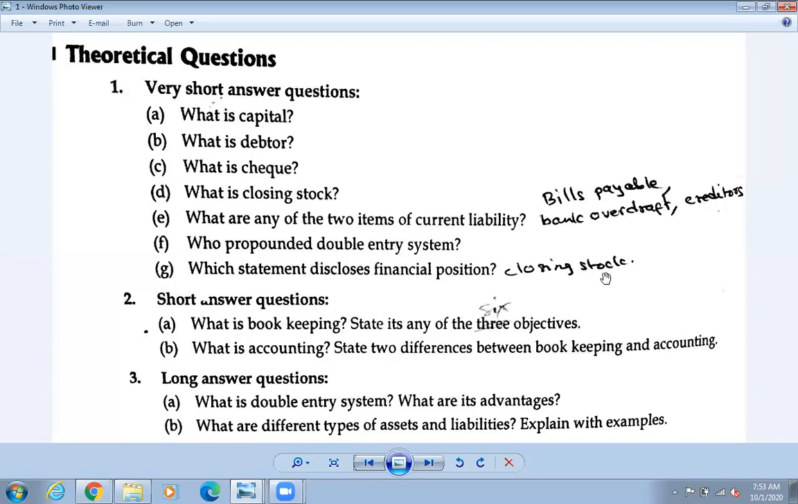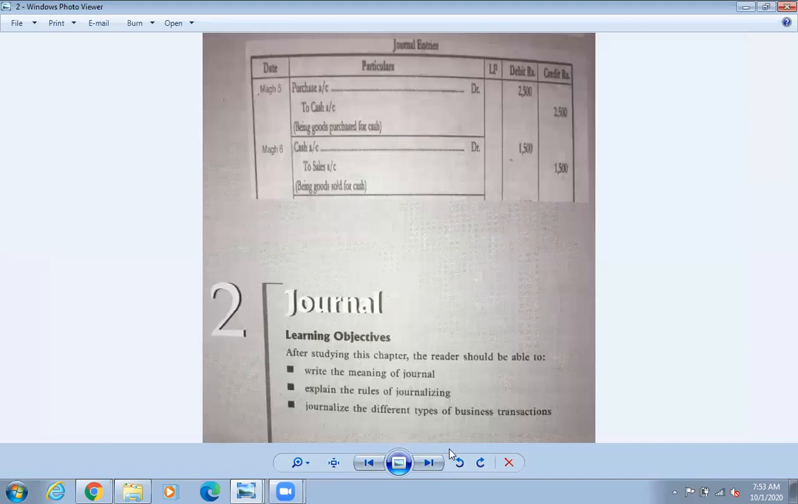Okay, so this is all about chapter 1. So let us go to chapter 2 quickly. Okay, without wasting time, the next chapter we are going to do today is journal. Okay, so journal, it is the kind of entry where we are going to record everyday transactions.